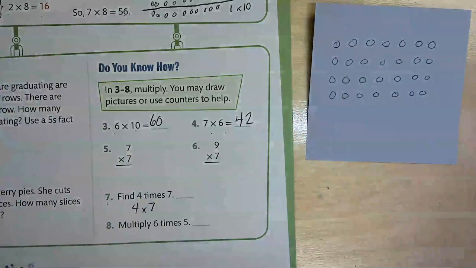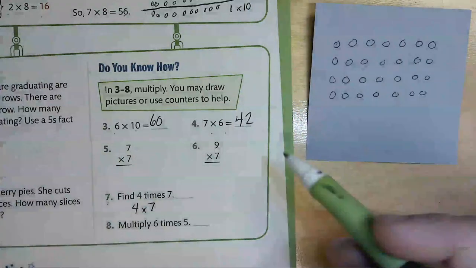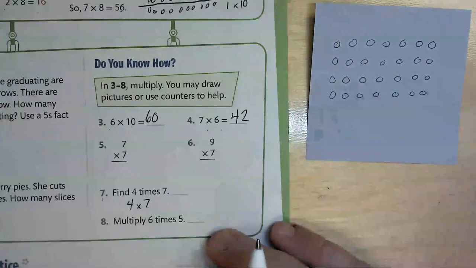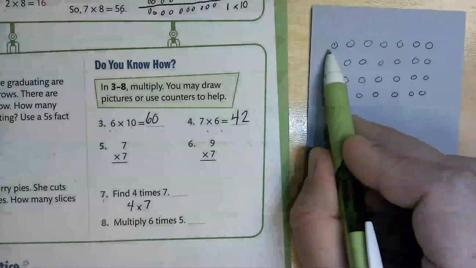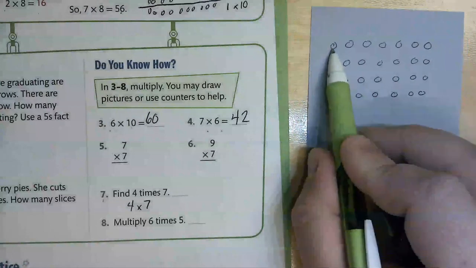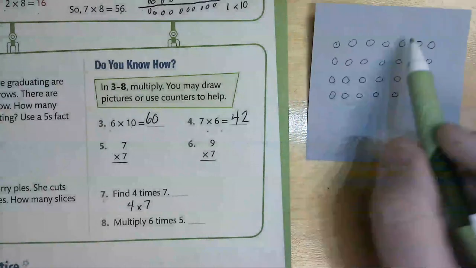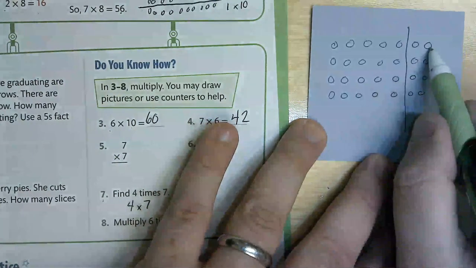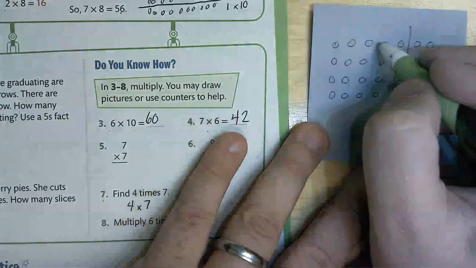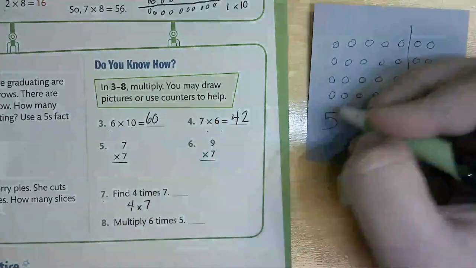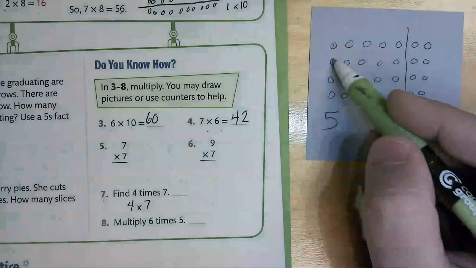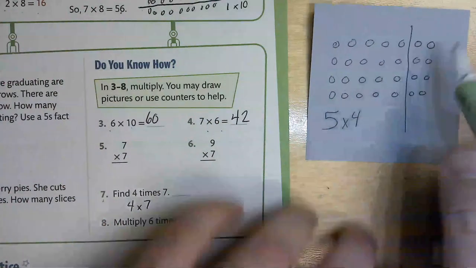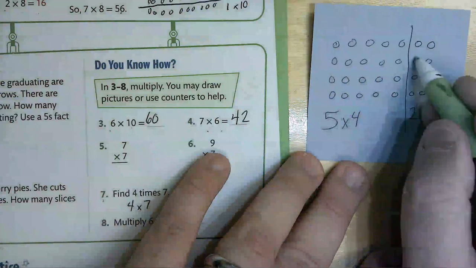So I could cut this into 2 and 2, but I'm still working with that tricky 7. I want to break this apart into a 5. So I'm actually going to go across the top this time to make my 2 groups. So 1, 2, 3, 4, 5. And then I'm going to draw my line. And then I still have 2 over here. So here I've got 1, 2, 3, 4, 5. And then how many is it going down? 1, 2, 3, 4. So 5 times 4. And then here I've got 1, 2. And how many going down? 1, 2, 3, 4.